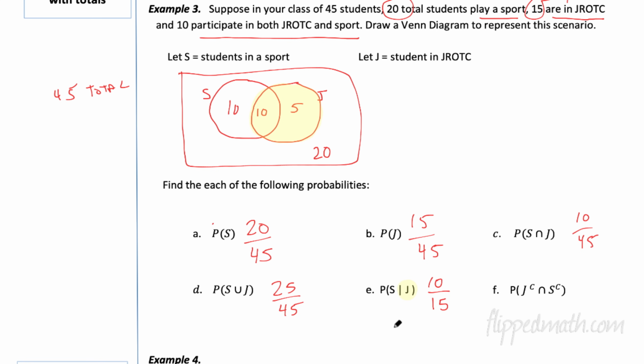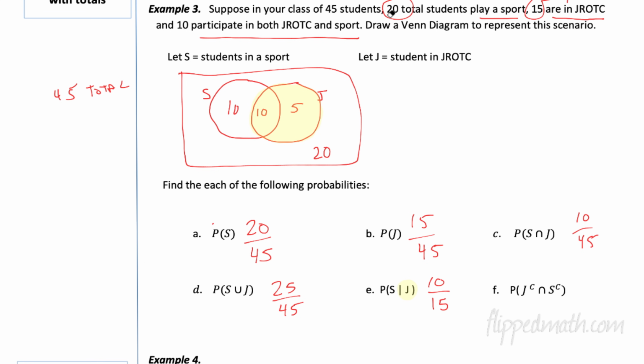When we have conditional probability, you're only looking at a subset here. This is only part of the Venn diagram, just the J part, given that they have a JRTC. So that's what you're looking for right there. All right, F. Let's get that shading out of the way.